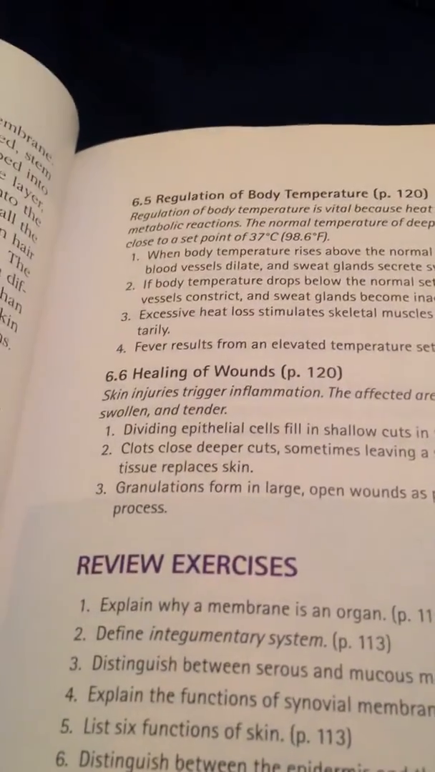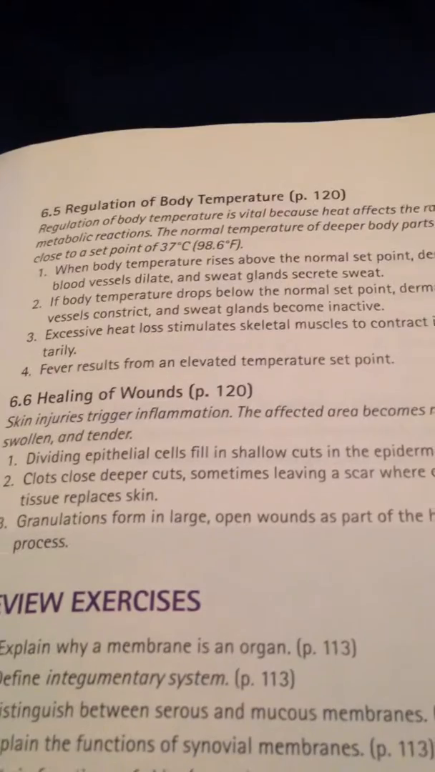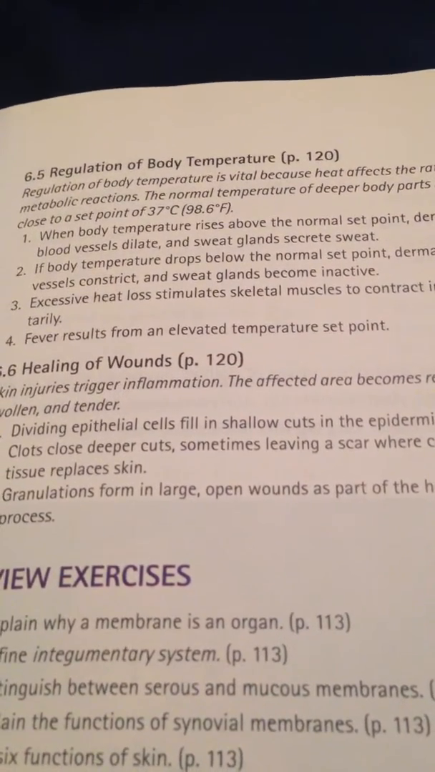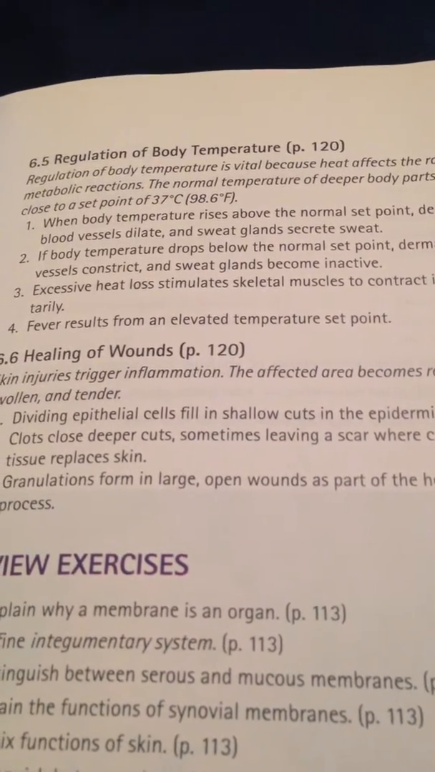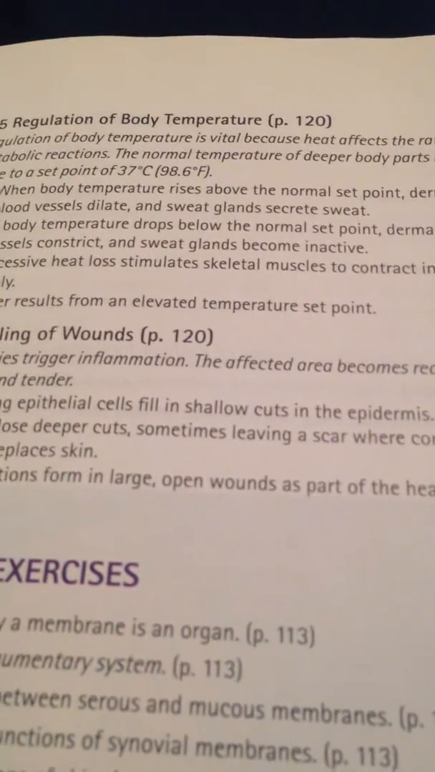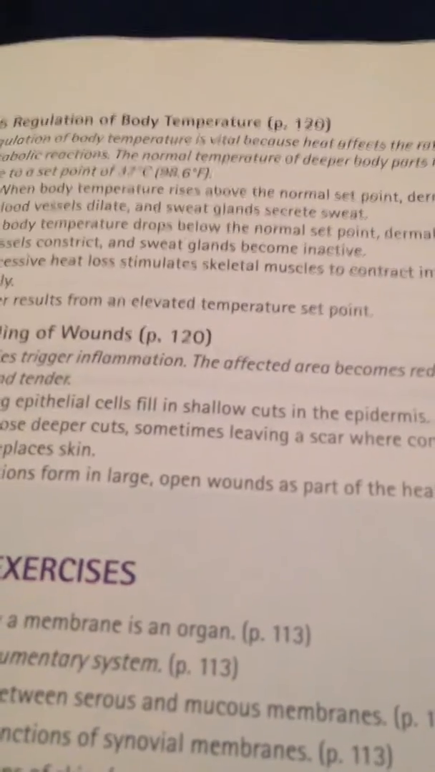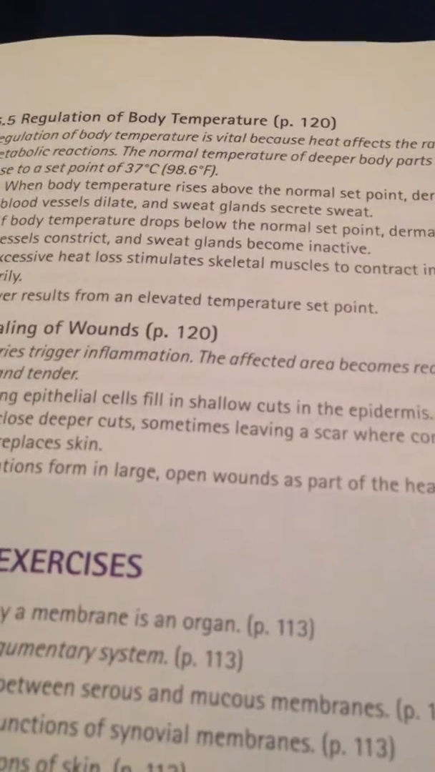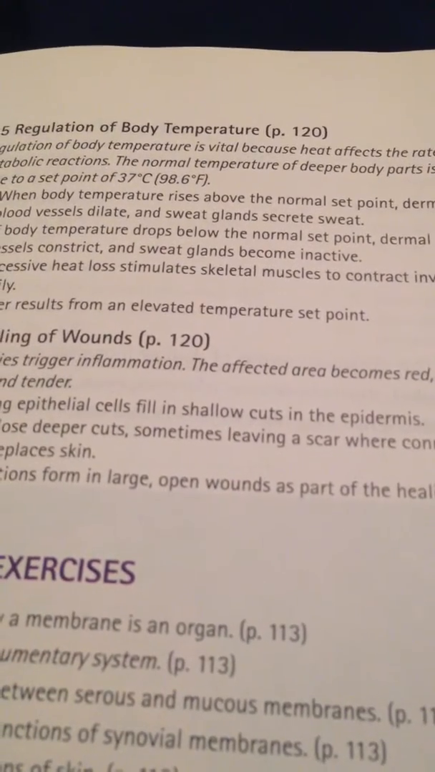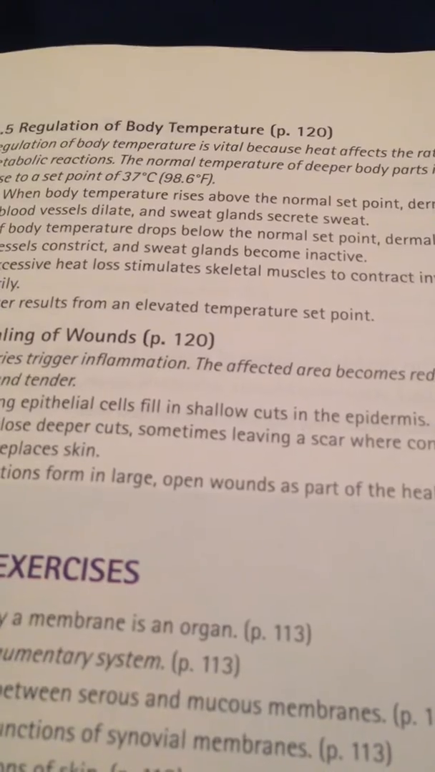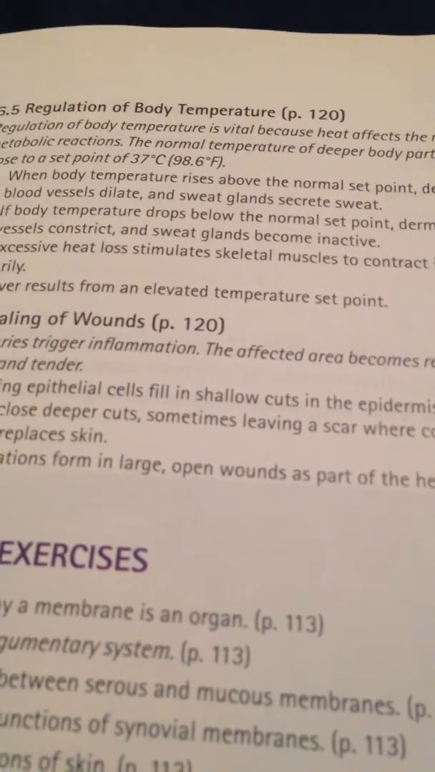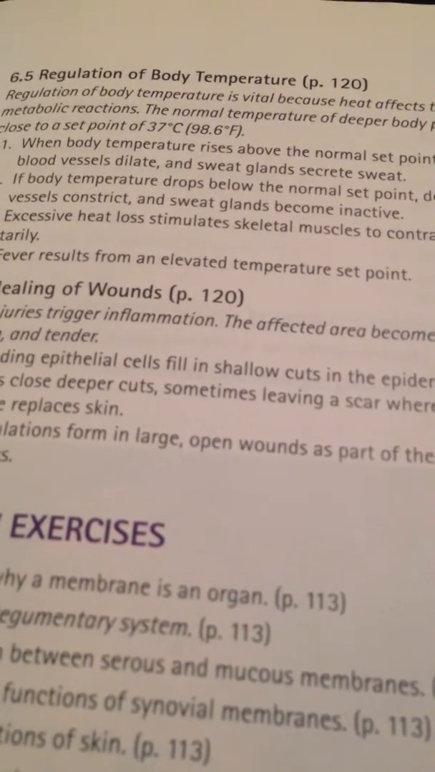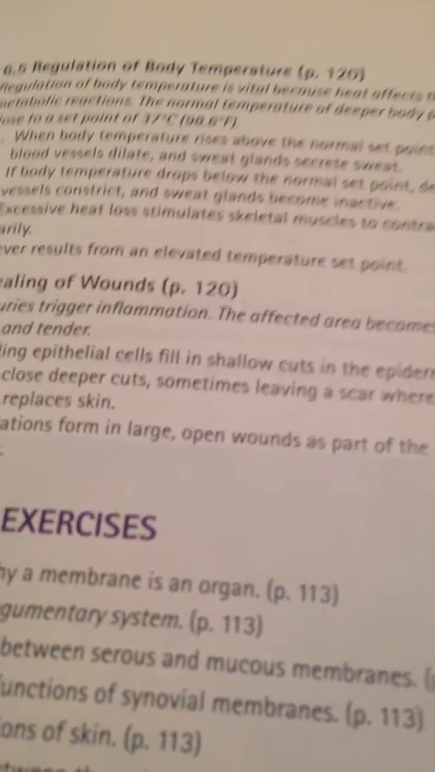Regulation of body temperature. Regulation of body temperature is vital because heat affects the rates of metabolic reactions. The normal temperature of deeper body parts is close to a set point of 37 degrees Celsius. When body temperature rises above the normal set point, dermal blood vessels dilate and sweat glands secrete sweat. If body temperature drops below the normal set point, dermal blood vessels constrict and sweat glands become inactive. Excessive heat loss stimulates skeletal muscles to contract involuntarily. Fever results from an elevated temperature set point.